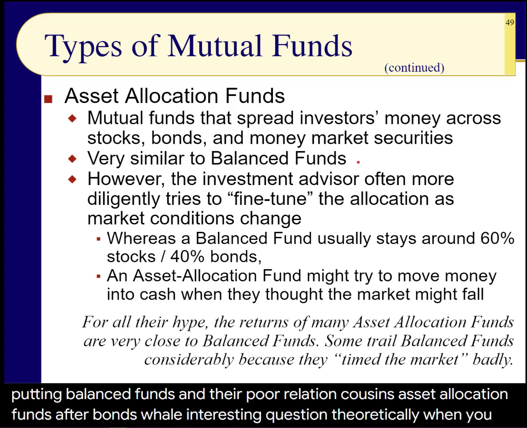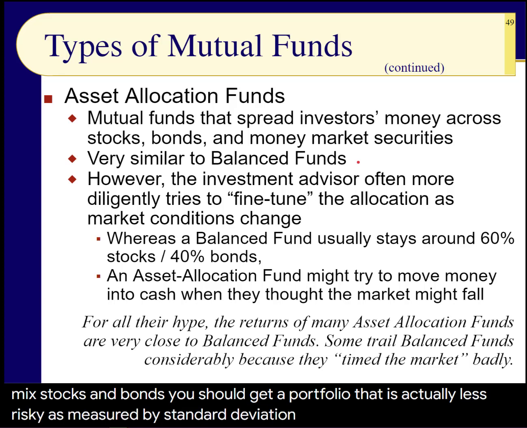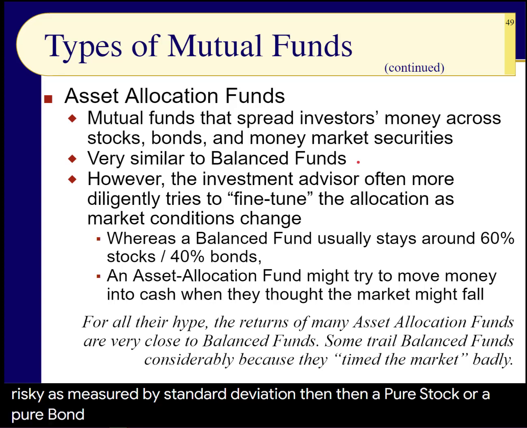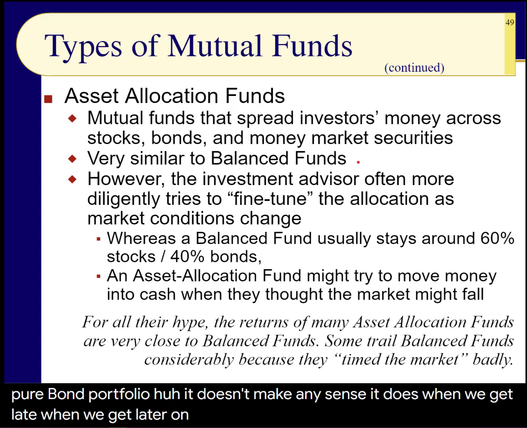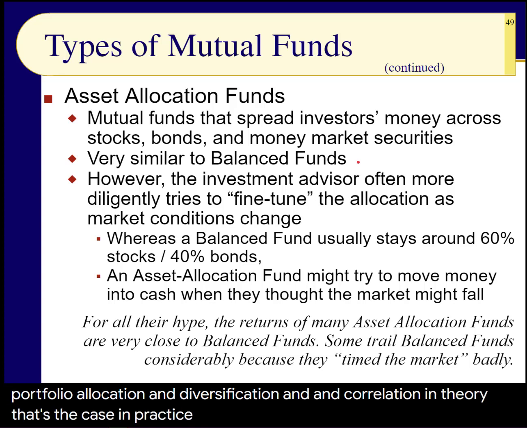Theoretically, when you mix stocks and bonds, you should get a portfolio that is actually less risky, as measured by standard deviation, than a pure stock or a pure bond portfolio. That doesn't make any sense. It does when we get later on in the semester, when we talk about portfolio allocation and diversification and correlation. In theory, that's the case. In practice, not always so.